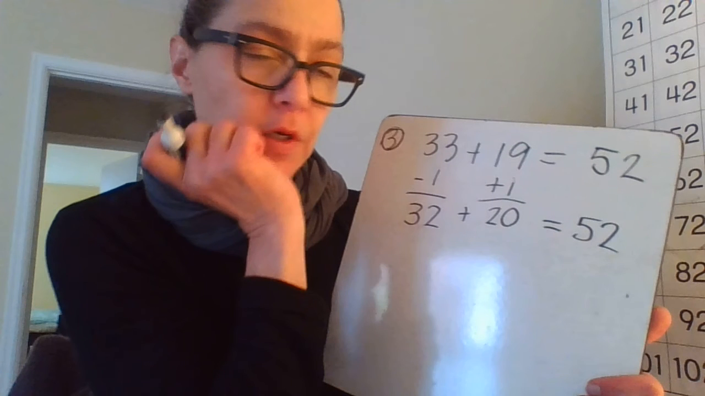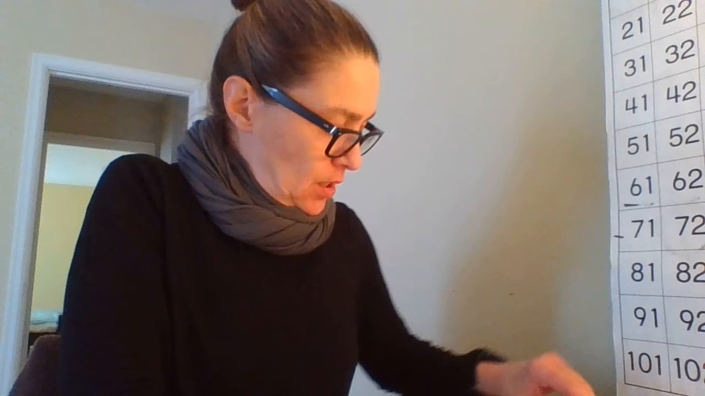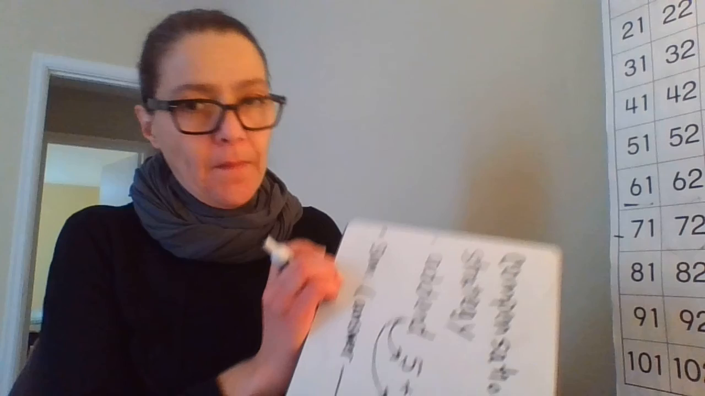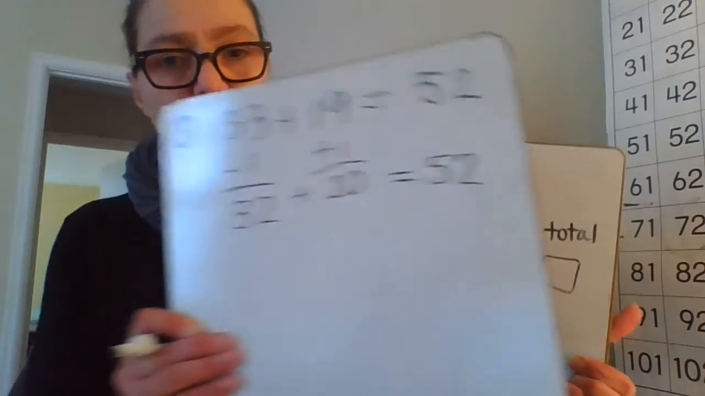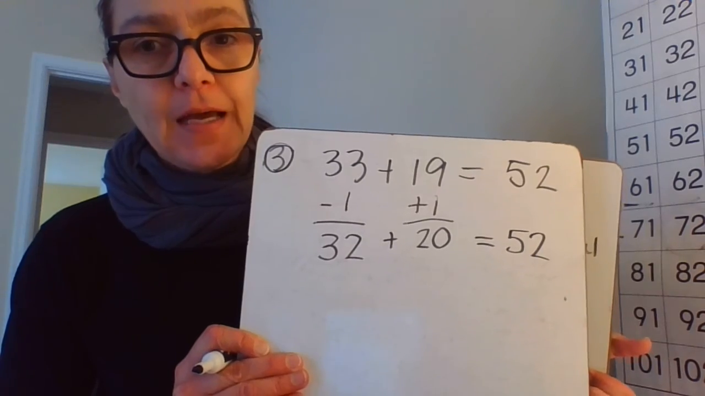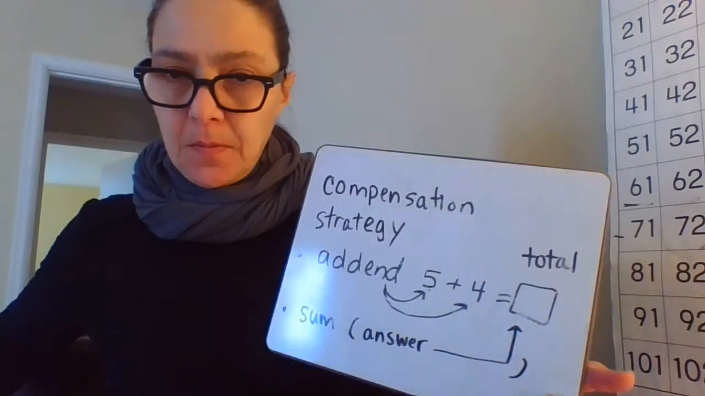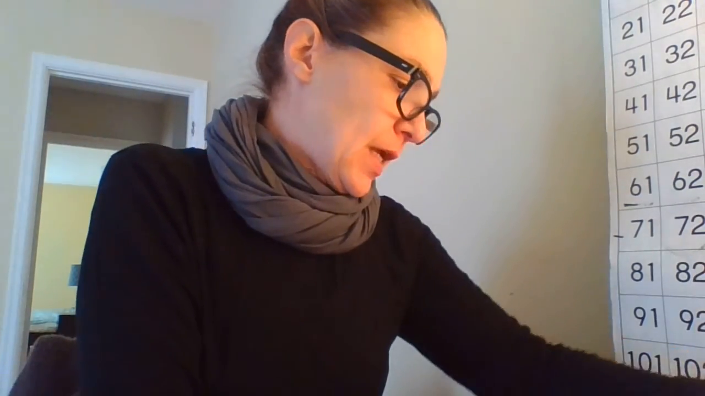Okay, so today you learned that compensation means you're going to move some of the values around to make it friendlier to add. Okay, and finish the workbook pages up to 108.